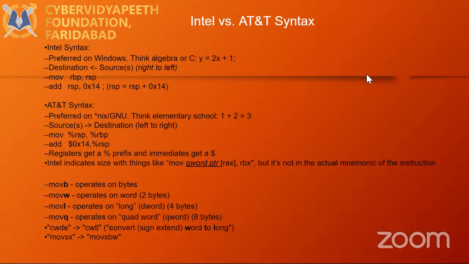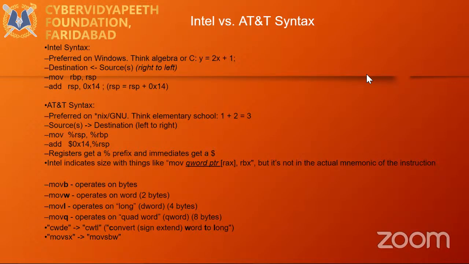Now, this is the question, right? How does AT&T work? This is preferred on Linux and GNU based OSs. BSD prefers Intel or AT&T depending upon which BSD you use. You can think of this as elementary school. So 1 plus 2 equals 3. This is like source to destination. So source is written on the left and destination is written on the right.